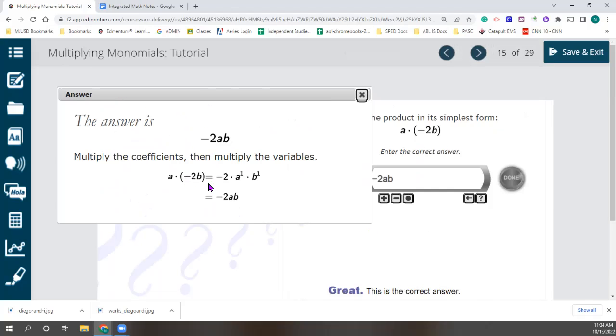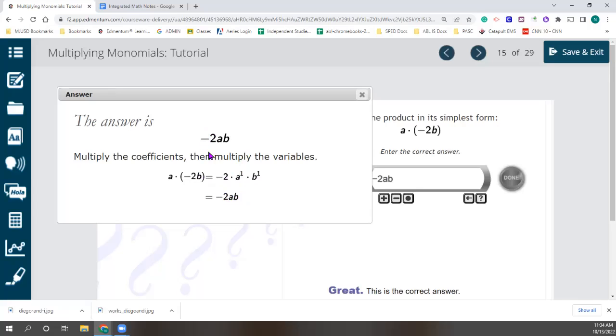How did I do that? So multiply the coefficients. There's only one coefficient, so negative 2. There's a 1 there, but 1 times negative 2 is negative 2. Multiply the coefficients. We did that. Then multiply the variables. A to the first power multiplied by b to the first power. Notice that there's no 1 there. That's because it's implied. Equals a multiplied by b. So we put them together. Negative 2ab.